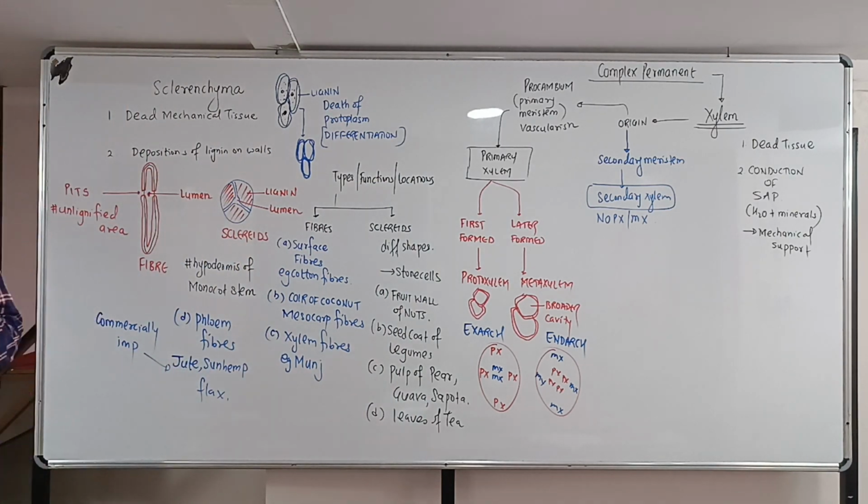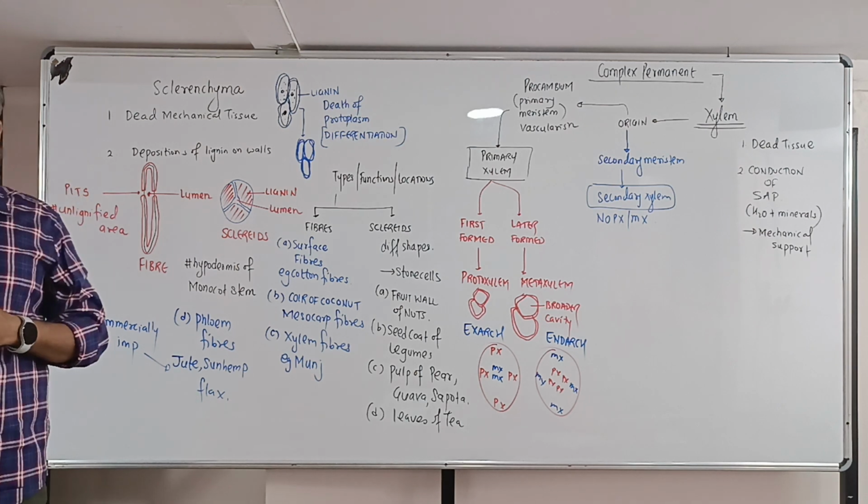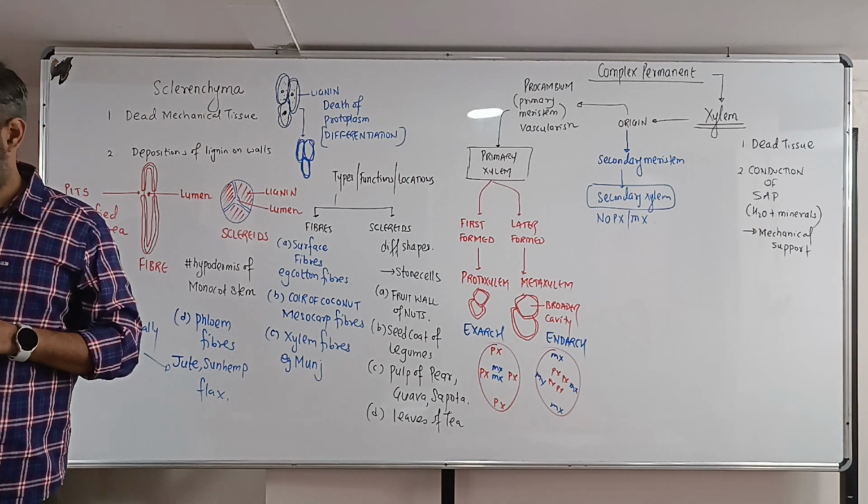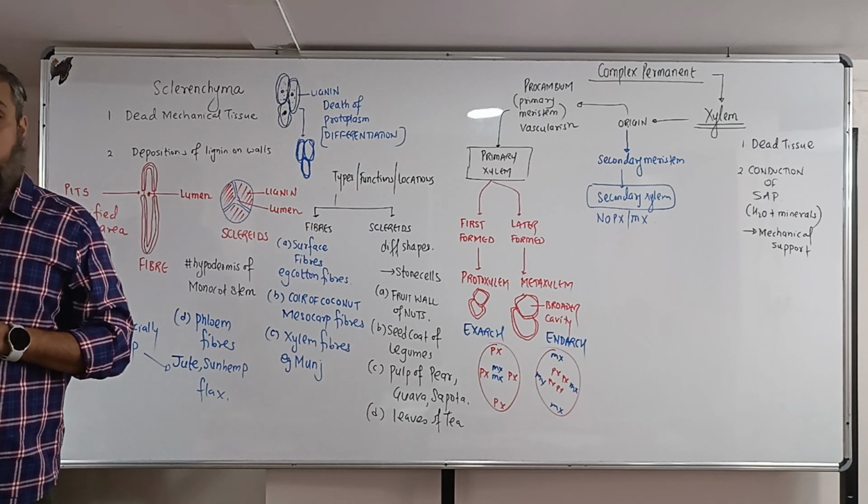I hope my class clearly followed it. So xylem is a tissue primarily meant for the conduction of sap. It also gives mechanical support. And it can be classified as primary xylem or secondary xylem depending upon its origin. Has everybody clearly understood?